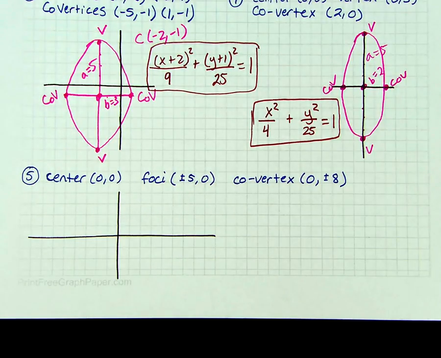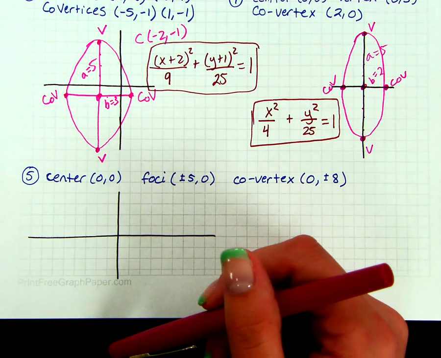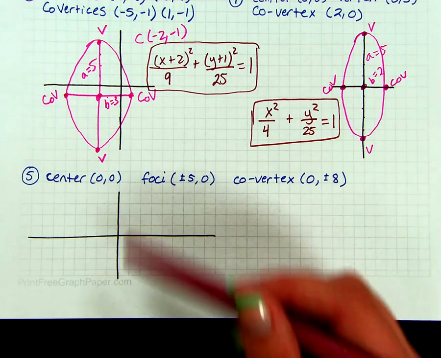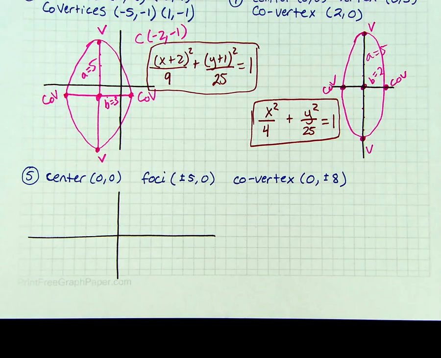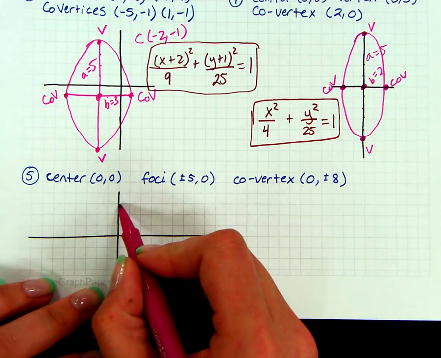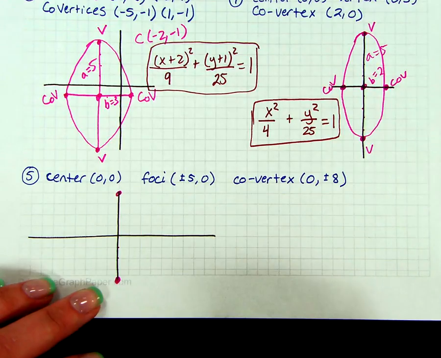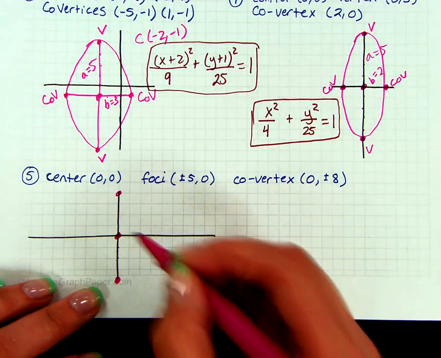So center is 0, 0. And let's see here. Now I'm going to have to go up and down 8, but I don't have enough room. So I'm going to make my y's a scale of 2 in our graph. So this will be 2, 4, 6, 8, and then 2, 4, 6, 8. And again, our center is 0, 0.